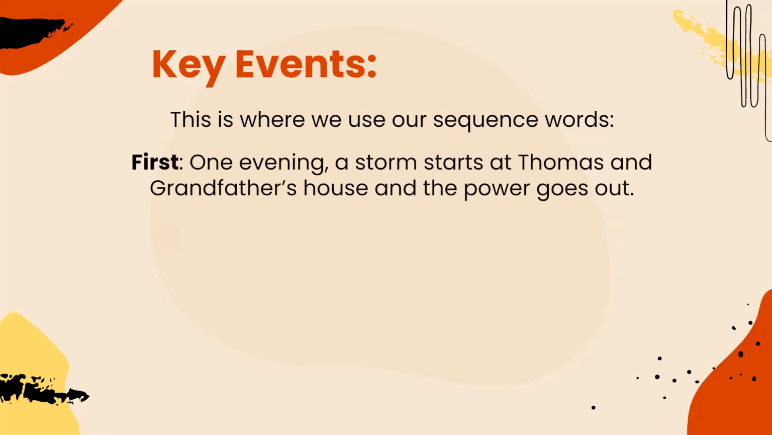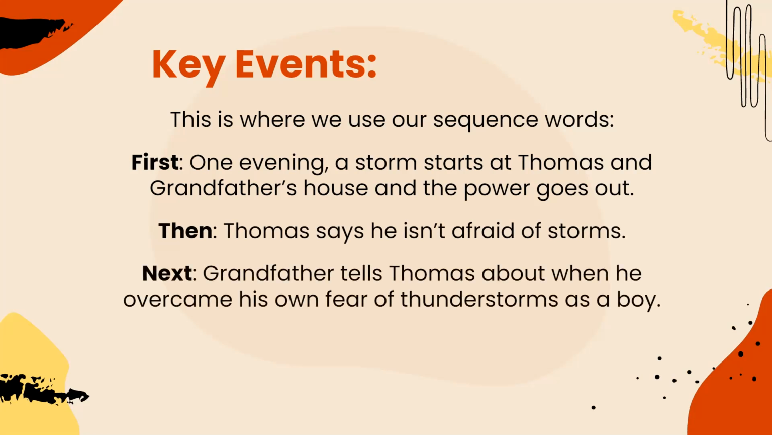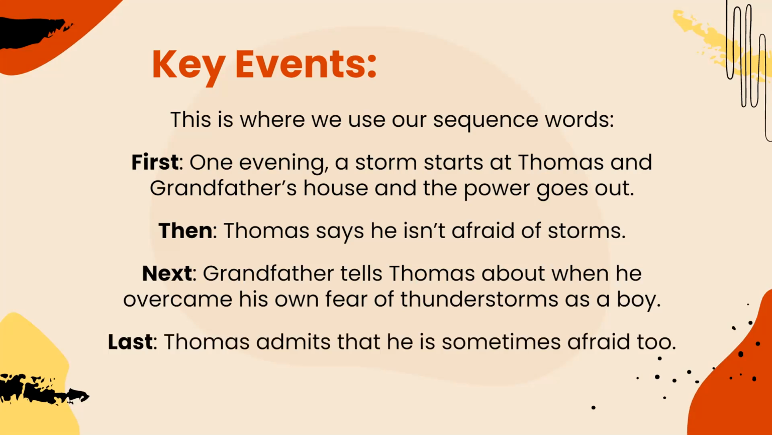We know that first, I introduce my characters and my setting and the problem. One evening, a storm starts at Thomas and Grandfather's house and the power goes out. Then Thomas says he isn't afraid of storms. I think Grandfather really knows that that's not true, and so he decides to tell him a story. He tells him a story about when he overcame his fear of thunderstorms as a boy. He's trying right here to relate to Thomas. And in the end, when we say last, Thomas admits that sometimes he's afraid too.